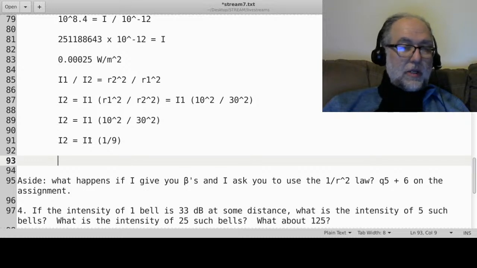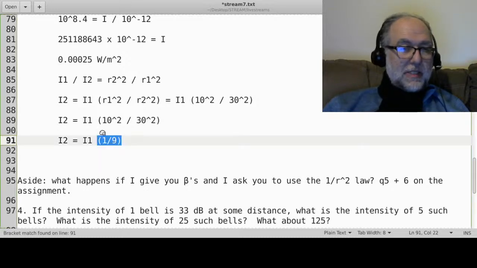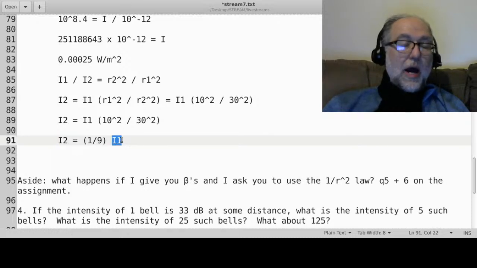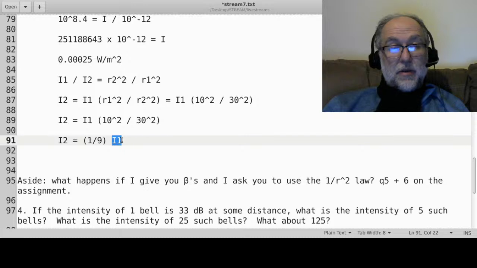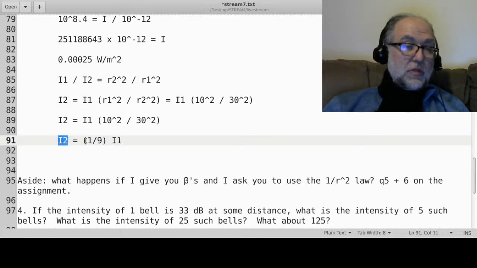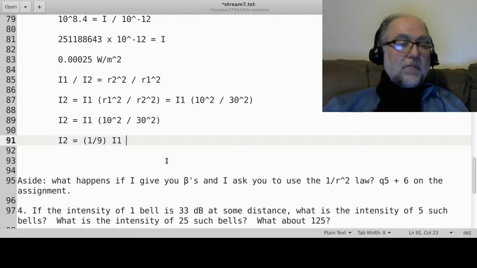Actually, it looks better if I put the fraction in front. Not that it makes that much of a difference. It just looks a little bit better. So, what does this say? Well, you have I1 at 10 meters. At 30 meters, you're going to have I2, which is 1/9 of I1. And you say, well, now, so what?